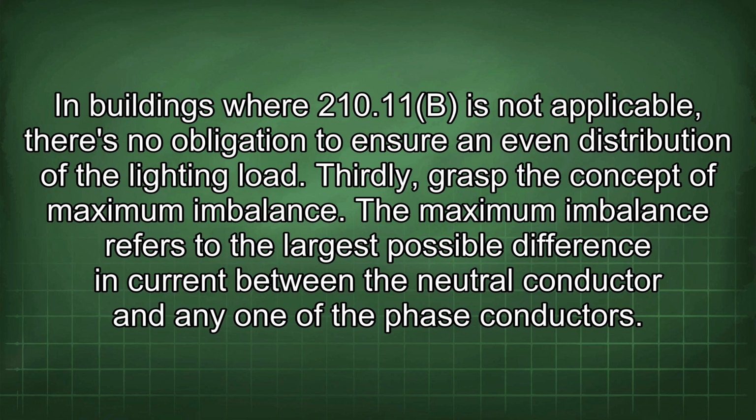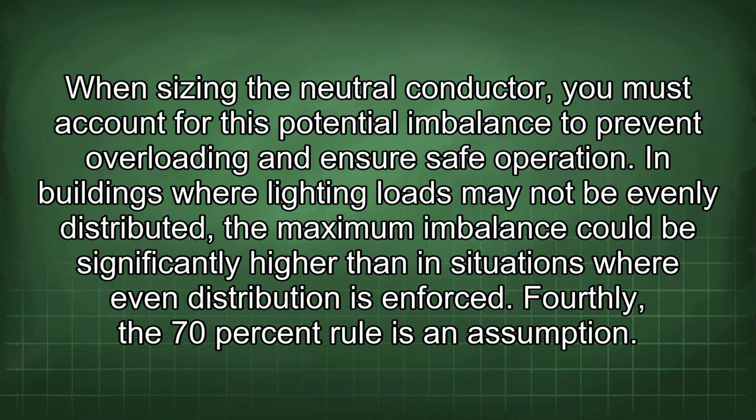Thirdly, grasp the concept of maximum imbalance. The maximum imbalance refers to the largest possible difference in current between the neutral conductor and any one of the phase conductors. When sizing the neutral conductor, you must account for this potential imbalance to prevent overloading and ensure safe operation. In buildings where lighting loads may not be evenly distributed, the maximum imbalance could be significantly higher than in situations where even distribution is enforced.